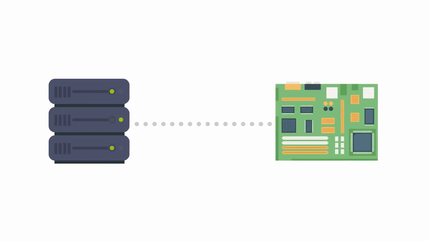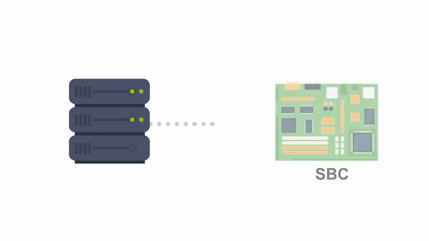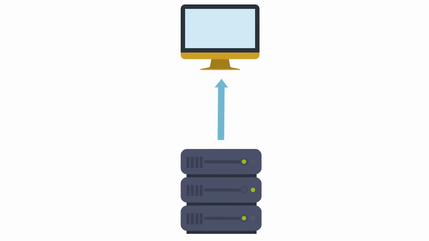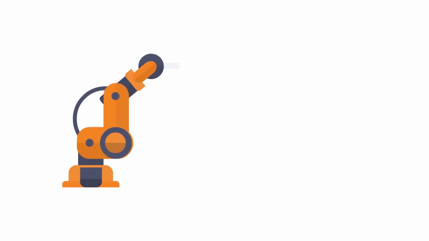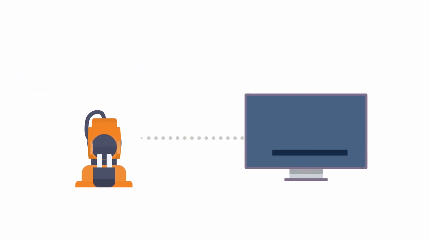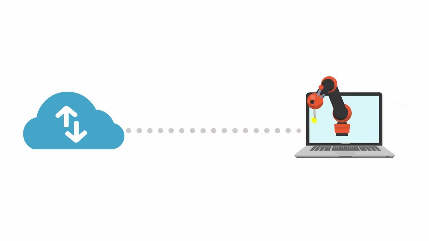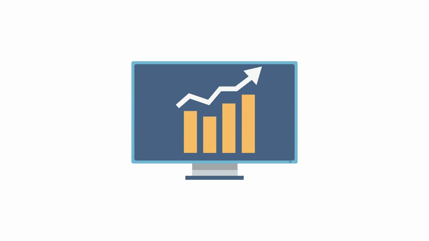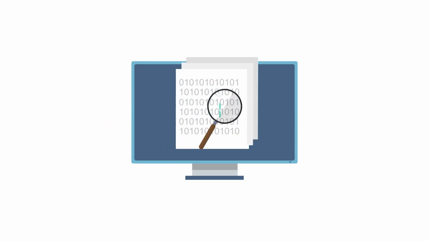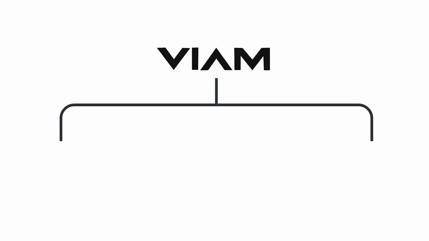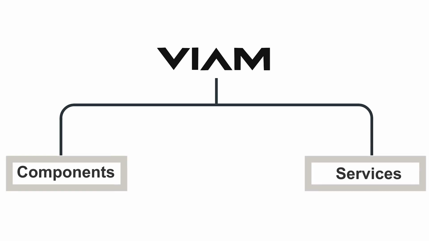First, the server app runs locally on your single board computer, SBC, acting as the core of your system to facilitate communication between the hardware of your smart machine and its controlling software. The cloud app, in contrast, serves as a remote control center for configuring your machine, monitoring performance in real time, and collecting valuable data. VM centers on two key concepts, components and services.